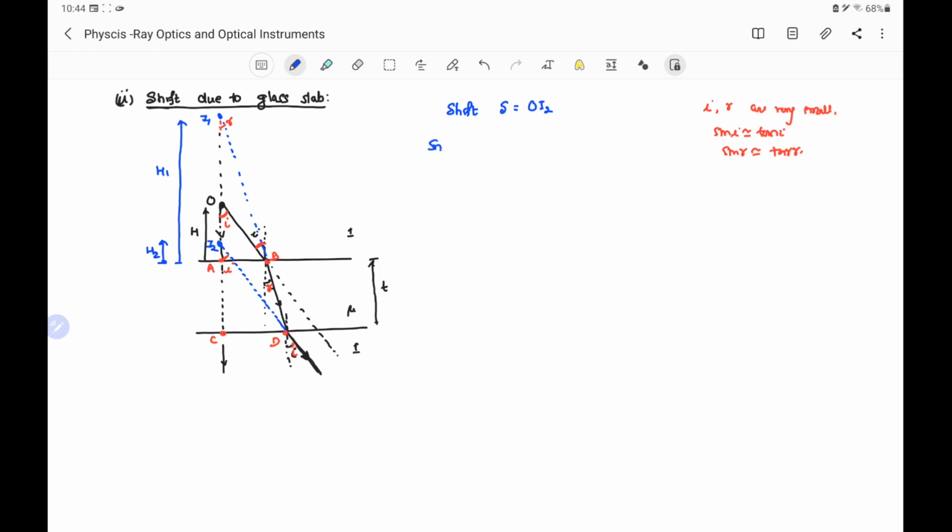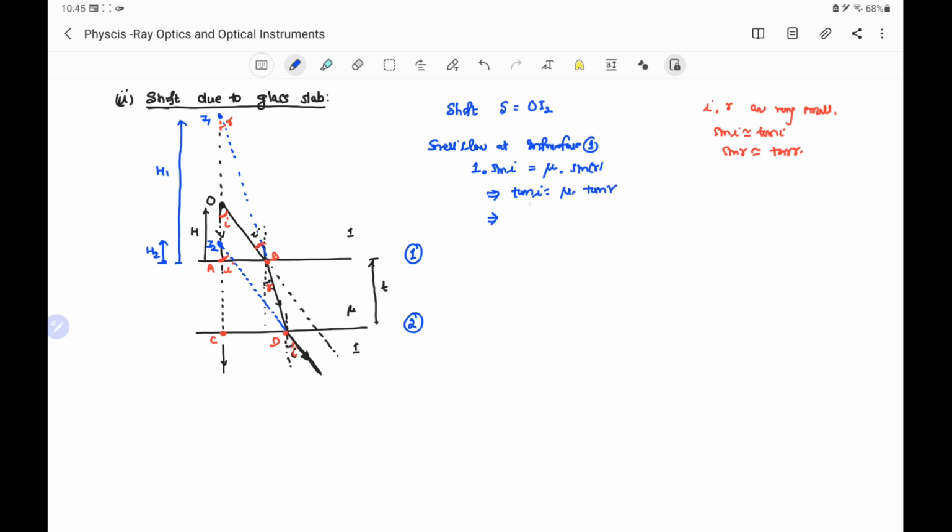So applying Snell's law at interface 1, which is the air glass interface, and then the second interface is the glass air interface. The refractive index of the first medium is 1 into sin I, this is the angle of incidence, and it will be equal to the refractive index of the second medium into the angle of refraction R. And this implies that approximately it will be tan I equal to mu into tan R.